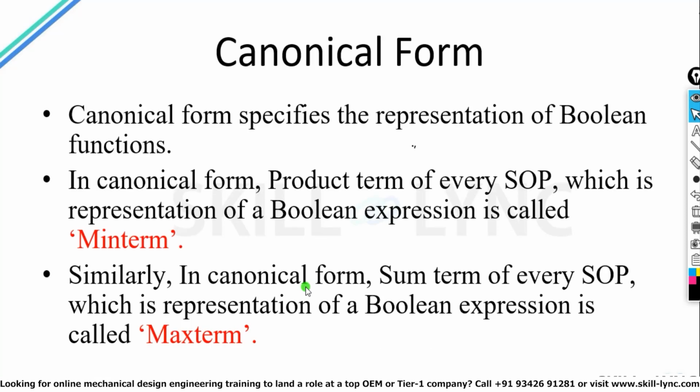Any Boolean function that can be represented as sum of min terms or product of max terms is known as the canonical form. When the SOP form of a Boolean function is in canonical form, each of the product terms is known as the min term. Similarly, when the POS form of the Boolean expression is in canonical form, each of the sum terms is known as the max term. So in case of SOP, the product term is the min term, and in case of POS, the sum term is the max term.